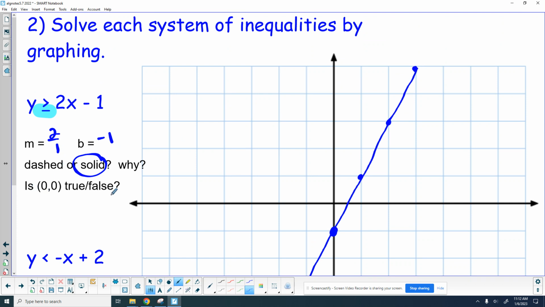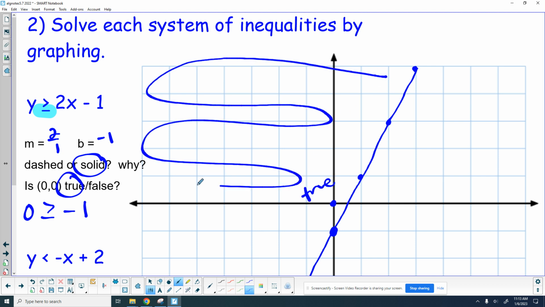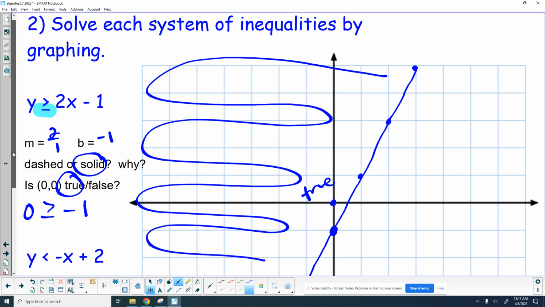All right, is 0, 0 true or false? Well, we have to figure it out. So 0, 0 is on the left side of the graph. It's my test point. So if I plug 0, 0 into my inequality, this would be 0 is greater than or equal to -1. That is true. 0 is bigger. So the test point is on the true side of the line. So if that's the case, I would shade over here on this side, all the way down.